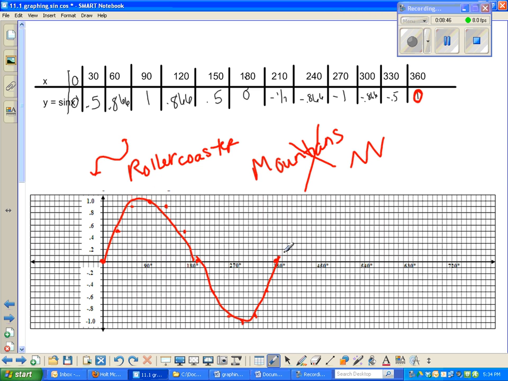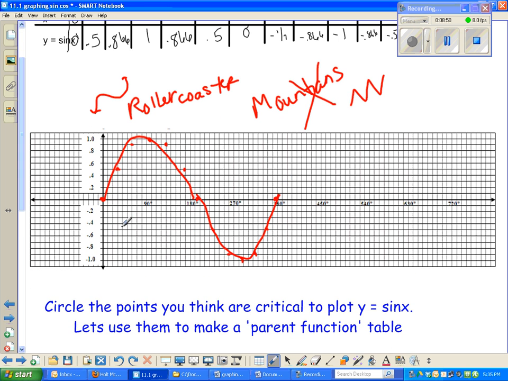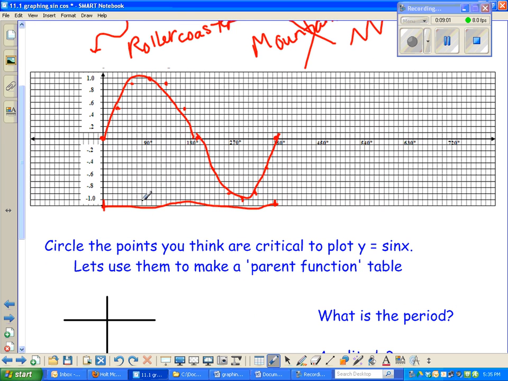So if you filled out the rest of your graph or your table, you should be able to graph another period worth of sine. At this point, we have one full cycle graphed. Okay? And one full cycle, we know, is called a period.